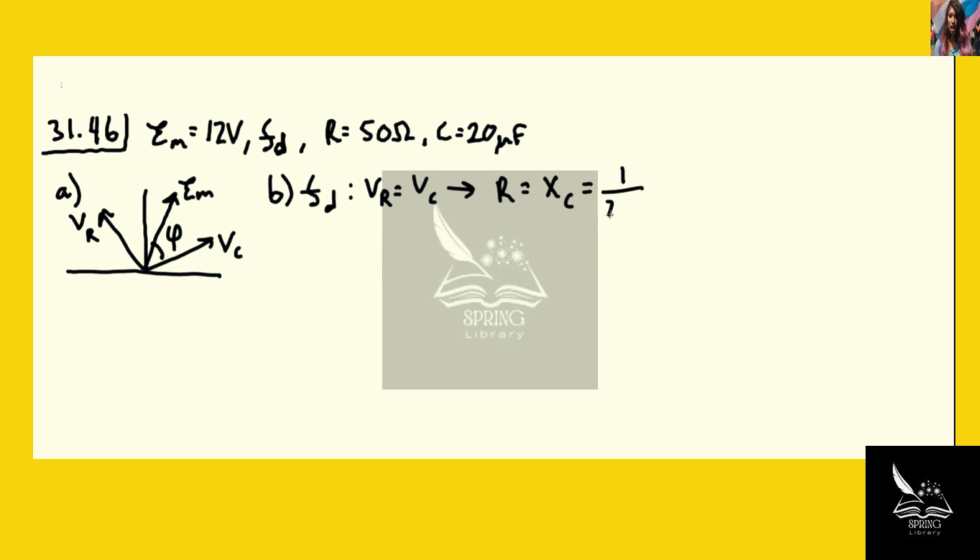The reactance is 1 over, we have an F, so let's just do it in frequency to begin with, 1 over 2 pi F times C. So we have F is going to be 1 over 2 pi RC, which is 159 hertz.